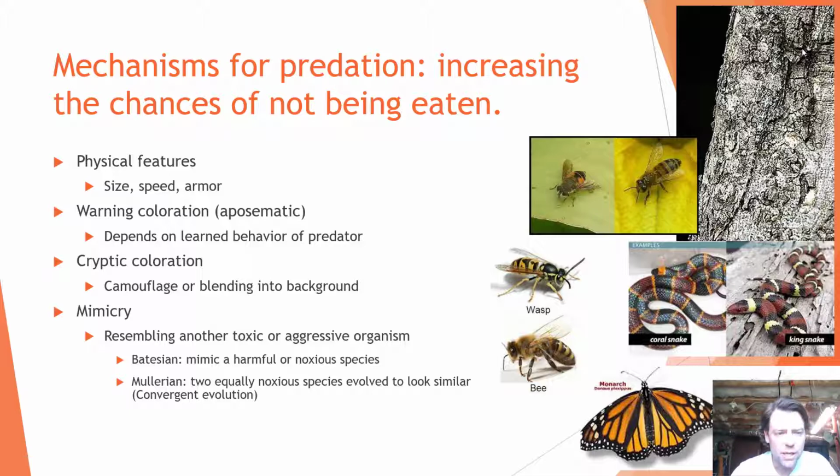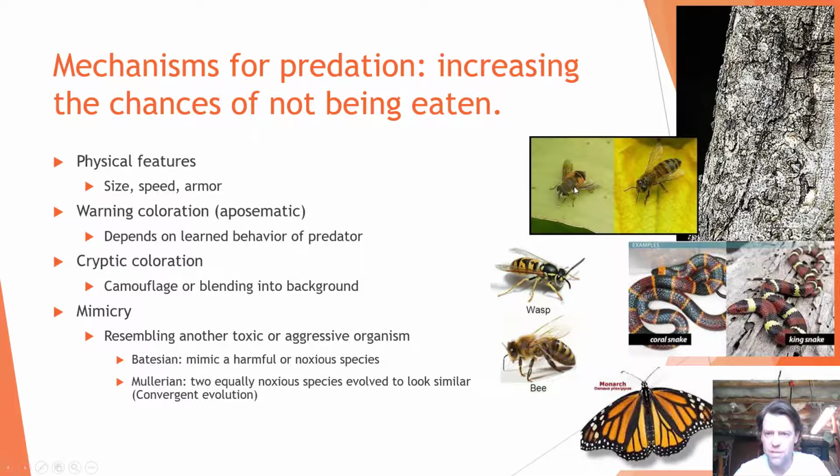And then mimicry. In mimicry, these organisms resemble another toxic or aggressive organism. There are two forms of mimicry. There's Batesian mimicry, and this is when the mimic of one organism mimics a harmful or noxious species. And so an example would be a lot of flies.